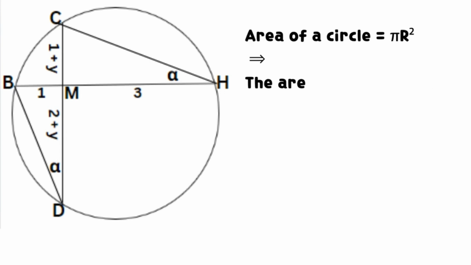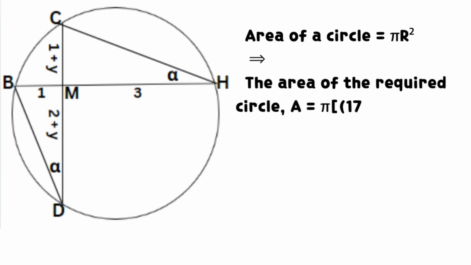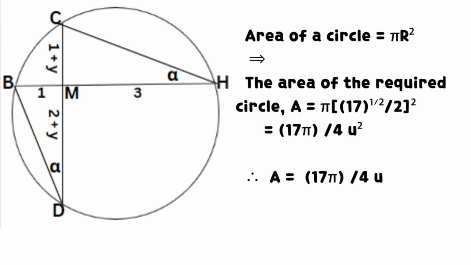Area of a circle equals the product of pi and the square of r. This implies that the area of the required circle, A, equals 17 times pi all divided by 4 square units. Therefore, the area of the circle equals 17 times pi all divided by 4 square units.